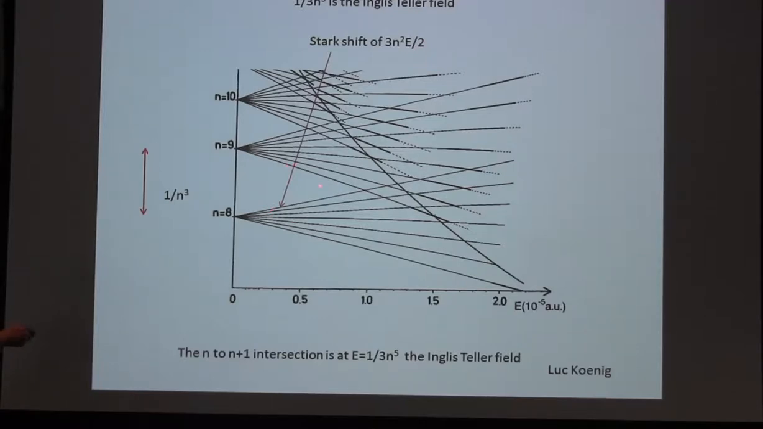This would be basically the same, but in the other direction. And so the point at which the bluest n equals 8 Stark state meets the reddest n equals 9 is always this 1 over 3n to the 5th, which is called the Inglis-Teller field, or in plasma physics it used to be called the Inglis-Teller limit, because at that point the Stark broadening of different levels blurred them together. So this is the field in which we actually observe ionization, approximately.